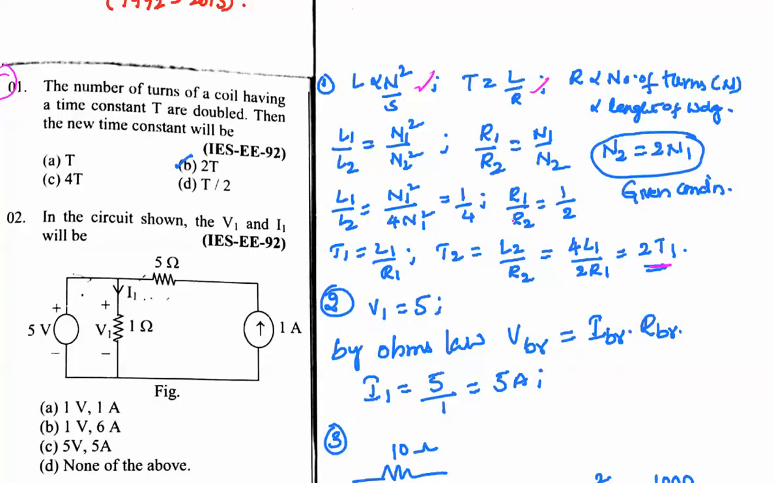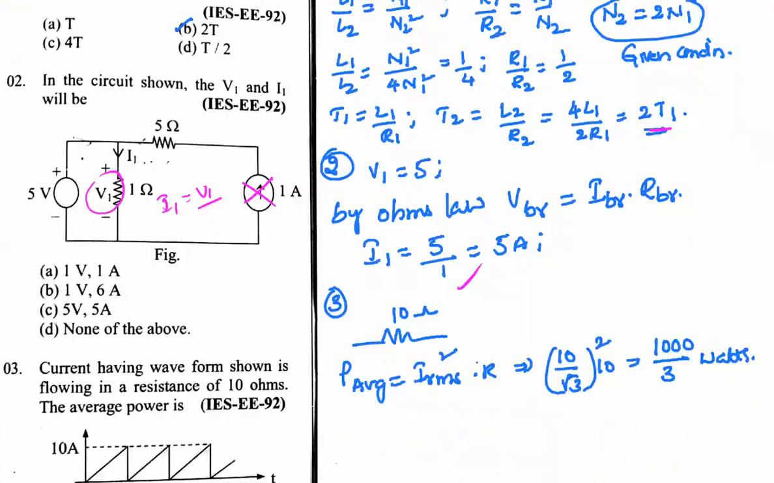Next, in the circuit shown, V1 and I1 will be. Here the voltage across this 1 ohm resistance is 5 volts, and this 1 amp current has no effect here. That means I1 is nothing but V1 by 1, so this is 5 amps here. Next question.